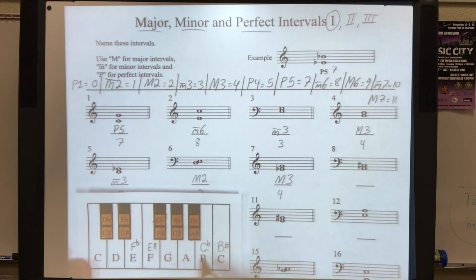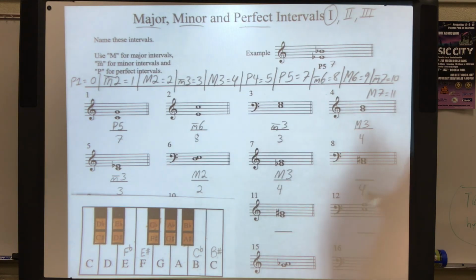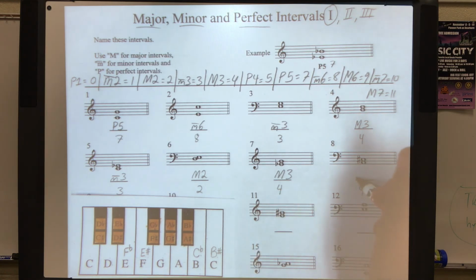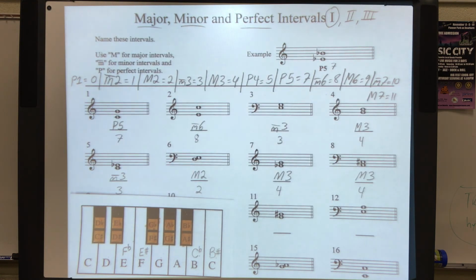A is 0, 1, 2, 3, 4. 4 half steps. Okay, so we look at the one before it that also has 4 half steps, and we can safely assume that this is also a major third. I'll play what it sounds like for you. Notice that the major third sounds happy.